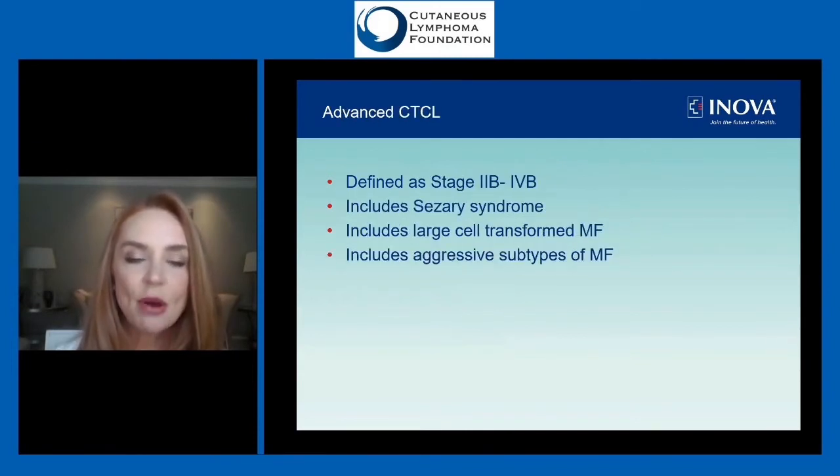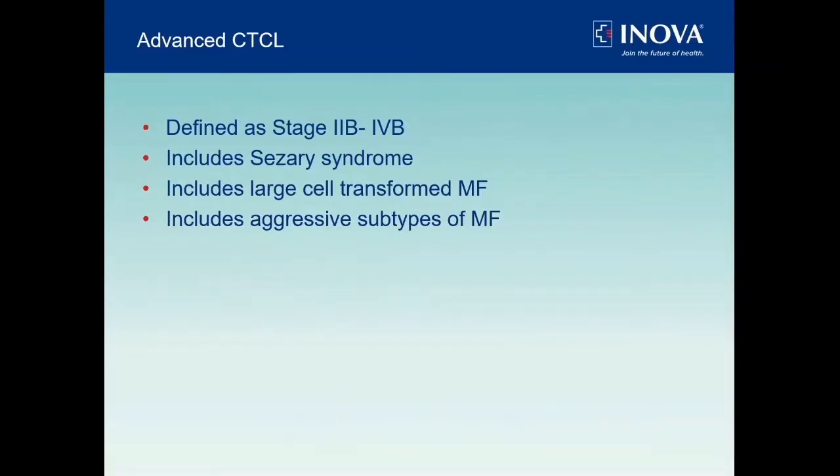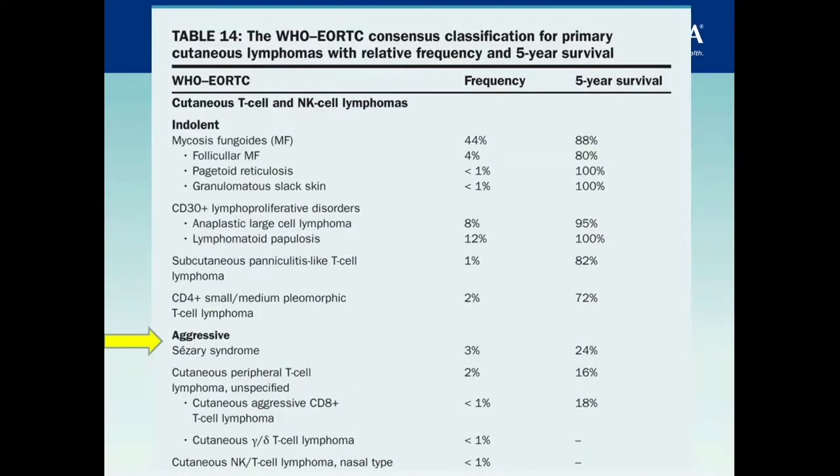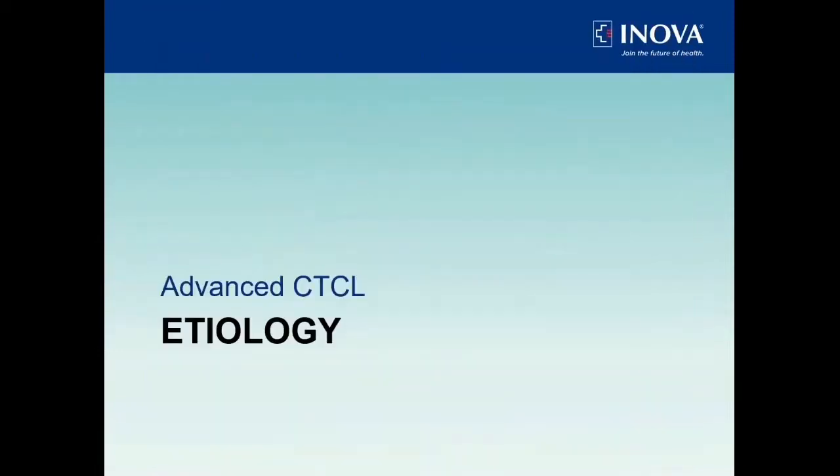So advanced cutaneous T-cell lymphoma basically refers to stages 2B through 4B. It includes Sézary syndrome, large cell transformed MF in advanced stages, and in many cases includes aggressive subtypes of mycosis fungoides. So here we're just talking about, again, the more advanced stages beyond 2A. We're also including some of the aggressive subtypes, specifically gamma delta T-cell lymphoma and cutaneous aggressive CD8 positive epidermotropic T-cell lymphoma. However, the more classic mycosis fungoides subtype is probably the most commonly encountered disease, even in advanced cases. And that again just refers to the stage at which patients present.